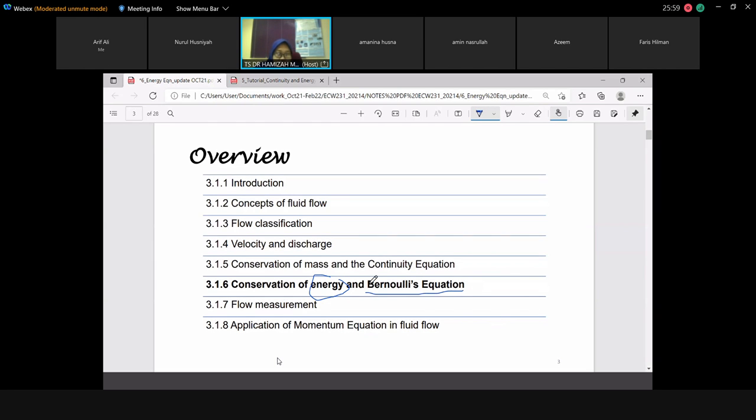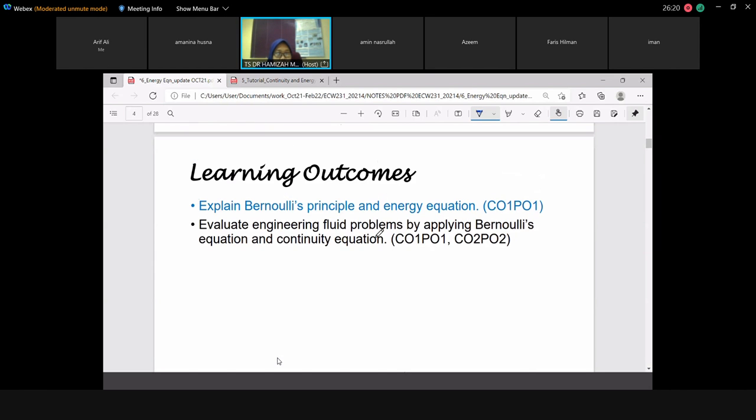Okay, so from the energy equations, this energy equation akan follow Bernoulli punya concept. But we call it as energy equations that follow Bernoulli equation lah. Jarang kita guna Bernoulli equations. Kita use energy equations, follow Bernoulli punya konsep. Okay, so the learning outcome of this topic, you must be able to explain what is Bernoulli principle and also the energy equation. And after that, evaluate the engineering fluid problems by applying both equations.